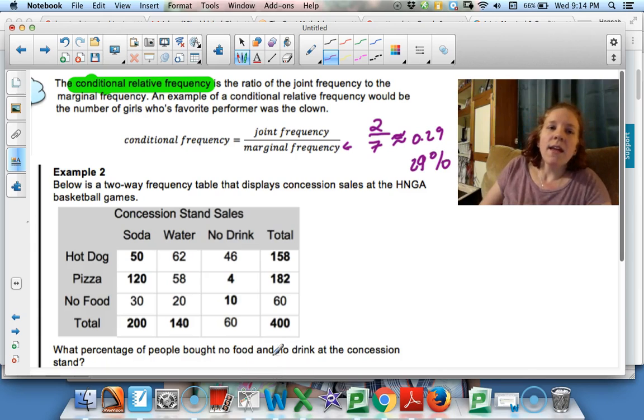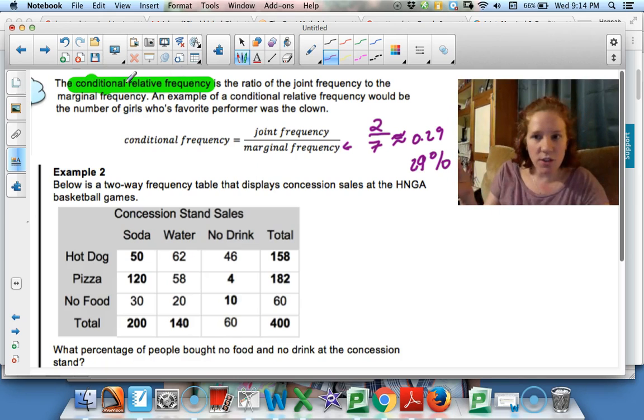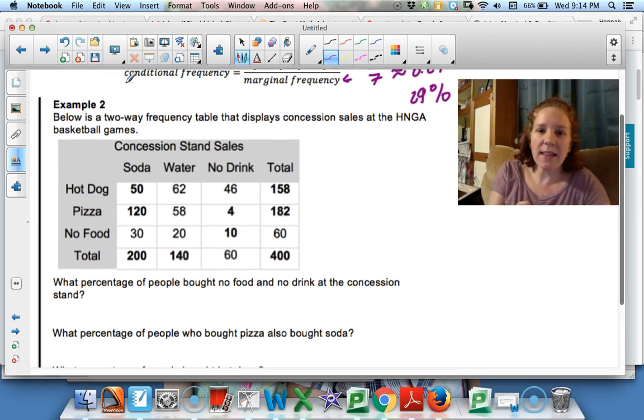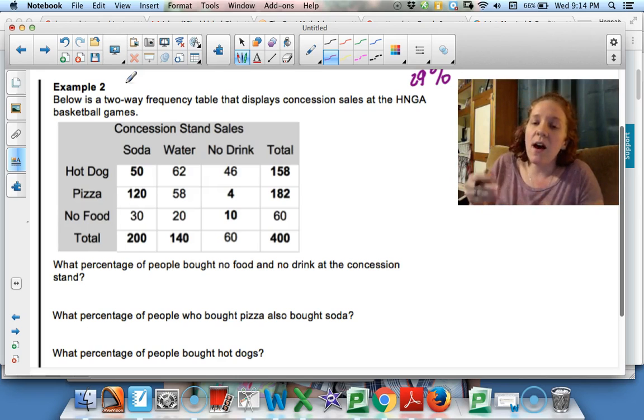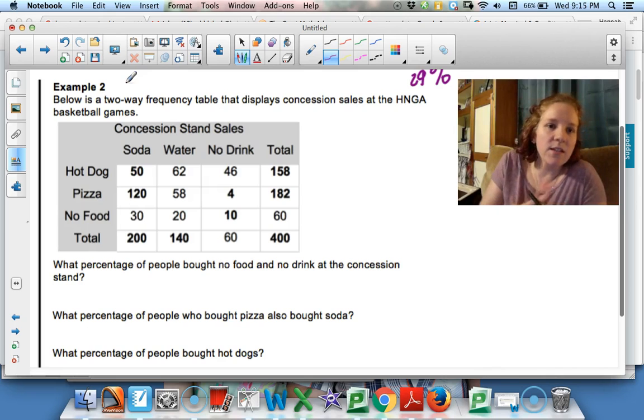Okay? Now, rarely will you actually see somebody ask for conditional relative frequency or marginal relative frequency. Instead, you're going to have problems like this. So this is the more beneficial example to you because this is what you're going to see probably on mastery checks and tests and things. And this is what you're going to need if you ever have a two-way frequency table that you're working with in real life, then you're probably going to be looking at examples like this. So we've given you a two-way frequency table where we're looking at basketball concession stands.